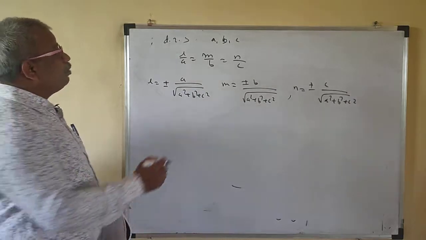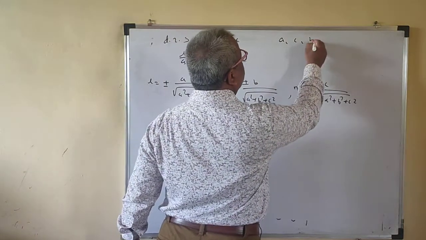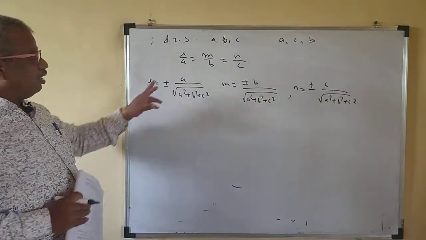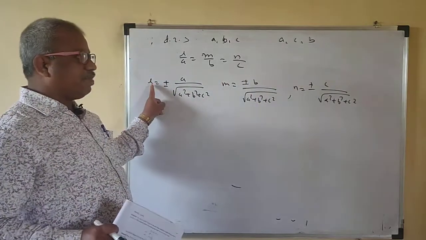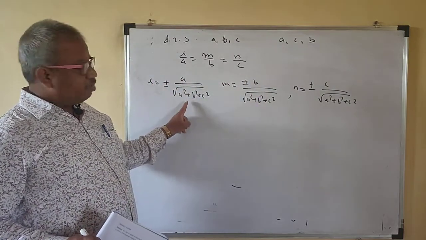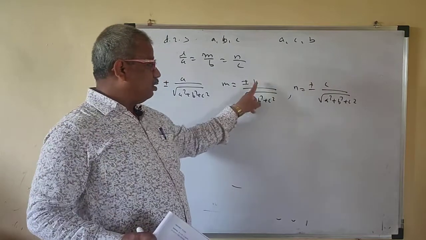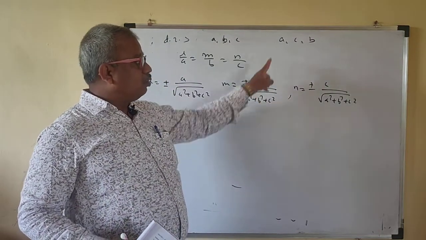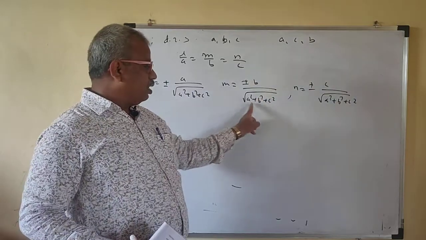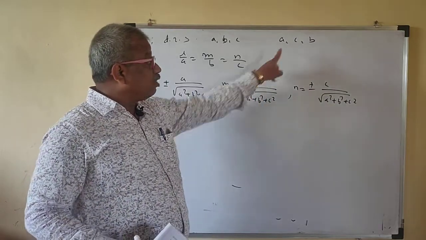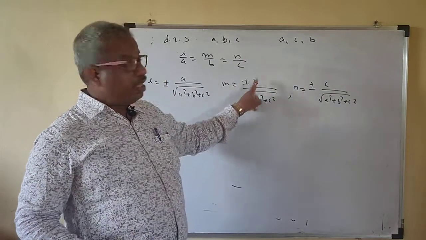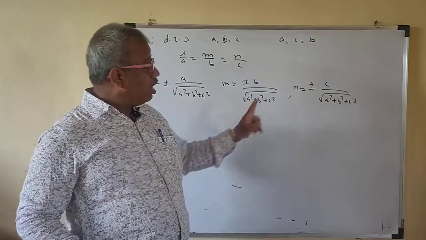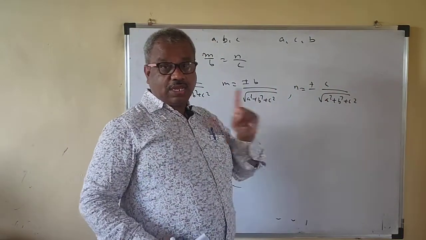If A, C, B are the direction ratios, then take care: everywhere the denominator, root of A square plus B square plus C square, is the same. Here L is A upon this, but your M is C upon this. No matter the order, A square plus C square plus B square is the same. So take care of the order. If A, C, B are the direction ratios, then your M is C upon this, and your N is B upon this.